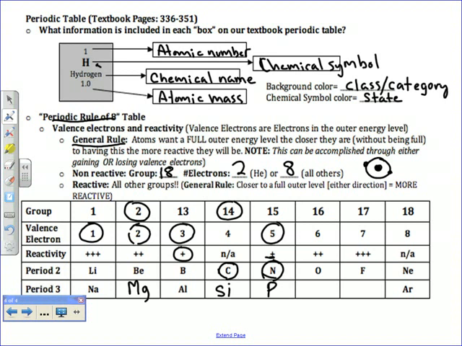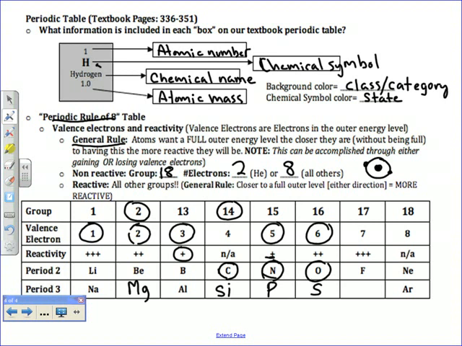So in group 16, they have 6 valence electrons. They're a little bit more reactive, and the reason why we're getting more reactive again is because now they only need to gain 2 valence electrons, or two electrons. And a good example of this is oxygen, which bonds with hydrogen readily to form water, and just below that in period 3 is sulfur.